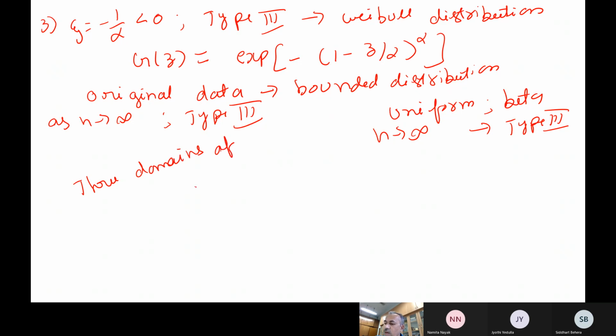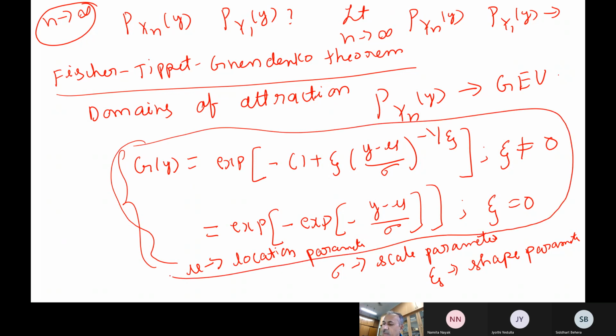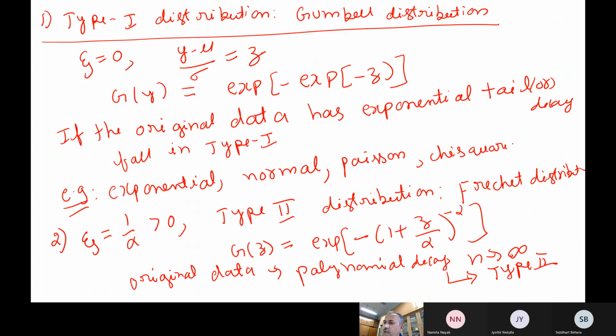All three domains can also be written in one expression, which is the generalized extreme value distribution. We can club everything in one go. There are three parameters, and from these you can easily say whether it is type 1, type 2 or type 3. So you just observe the data.